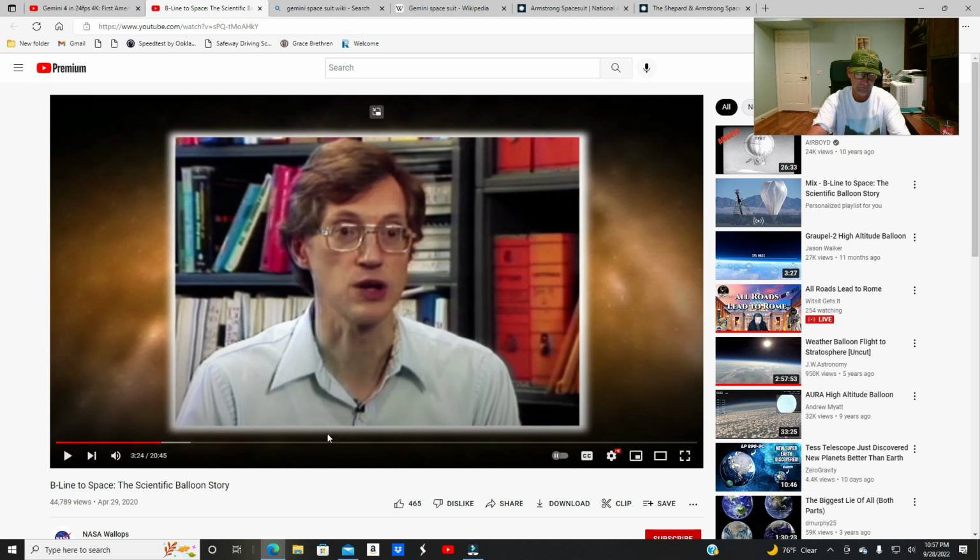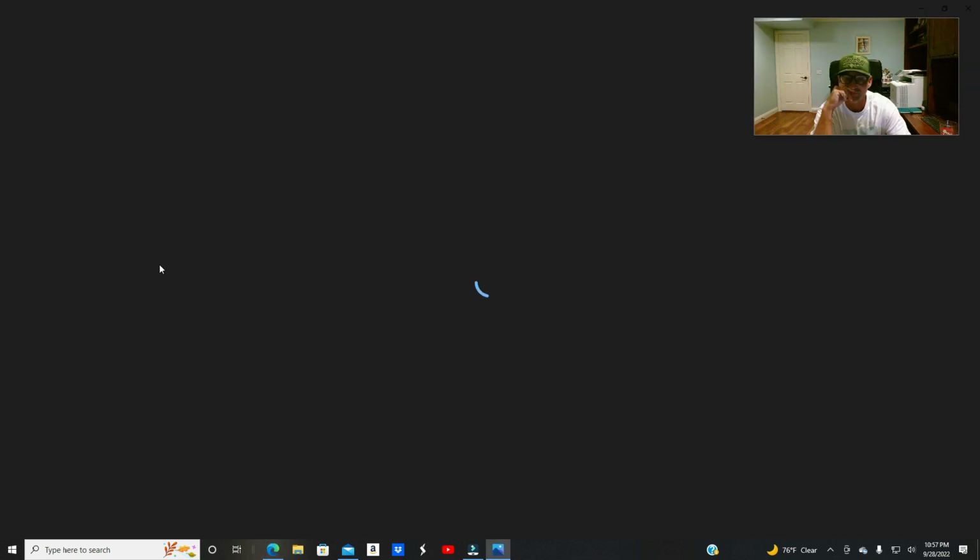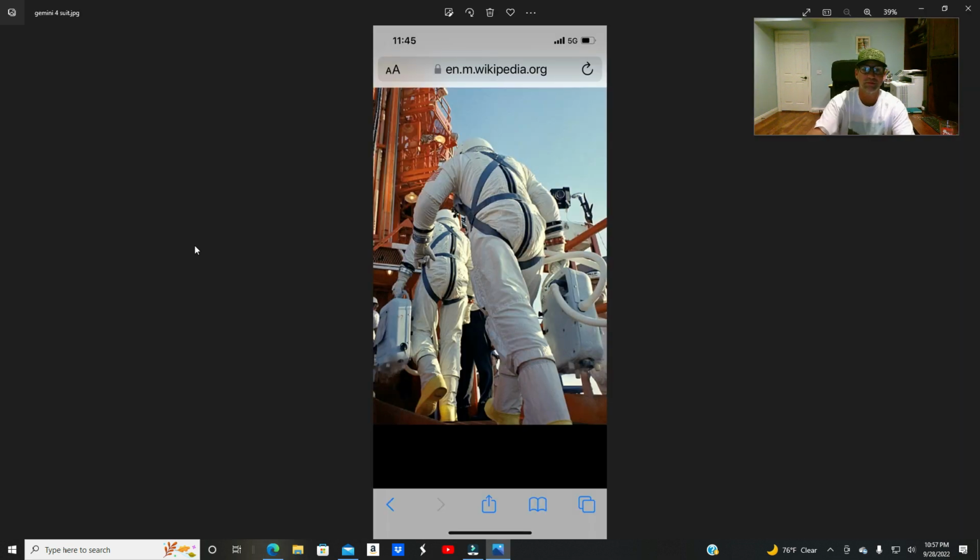Anywho, so what else we got here? Let me show you. Come on, got a photo of this thing. All right, so there's the back of the Gemini 4 spacesuit. It's a zipper, okay? That is how they climb in and out of it. These are the boots. They say they're combat style military boots, and they zipper on here.